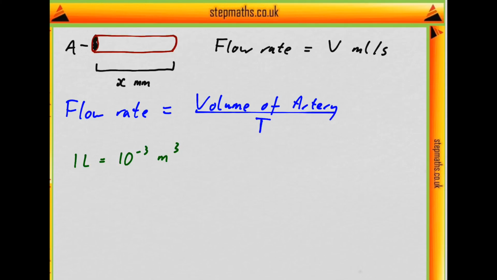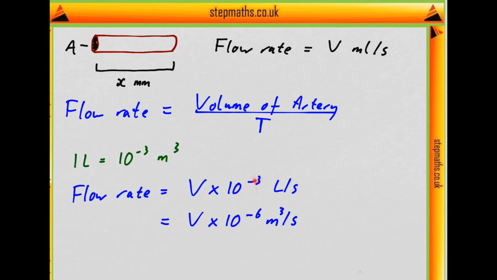And that means the flow rate, well, it's 1 milliliter per second, so that's 1/1000th of that. So it's going to be V times 10 to the minus 3 liters per second, because this is 1/1000th. And then we convert the litres into cubic metres. That's another lot of 10 to the minus 3. The powers add, so we get 10 to the minus 6.